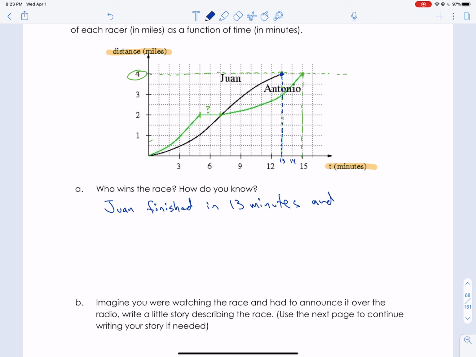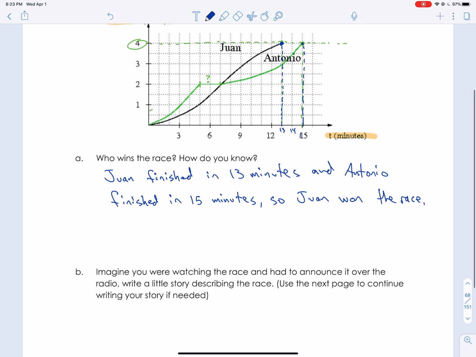And Antonio, let's see, he ends up here. Follow it down, it's 15. Okay. Finished. And this is actually the second part. How do you know? Finished in 15 minutes. So this is how we know, right? We see from the graph that Juan finished in 13, Antonio finished in 15. So Juan won the race. Because he finished quicker, right? So you want a faster time, a smaller number, meaning he finished quicker.